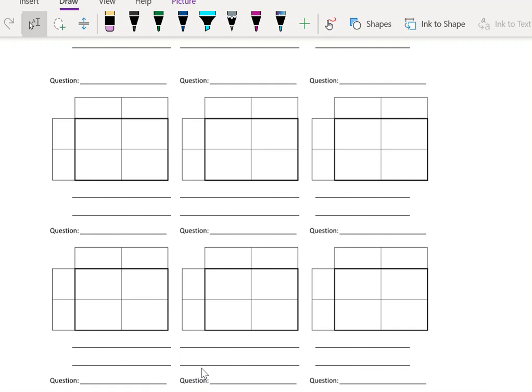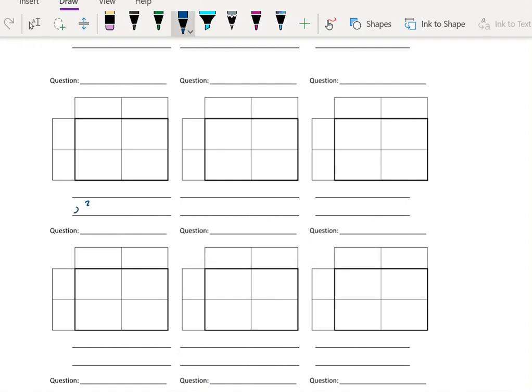Hi everybody, we're going to look at some extension binomial factorising questions here. Please only do these if you've done the other questions and you have marked your work. Perhaps show your teacher before you go on to these questions. The four examples I'm going to look at are these.